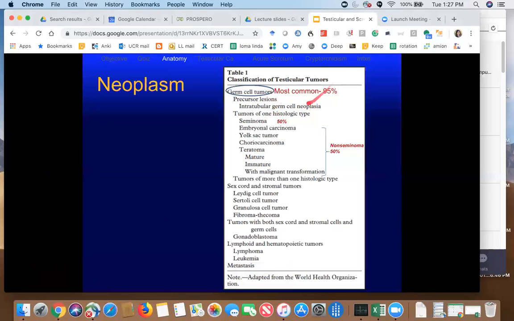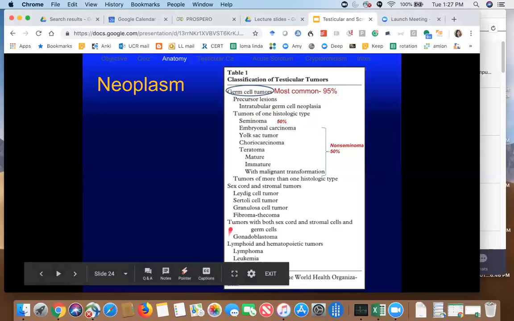Let's go back. Okay, testicular tumors. So moving on to tumors. Germ cells are the most common, and then you have everything else, right? We said you can have these stromal tumors, Leydig cells, Sertoli cells, granulosa, all the little other cells that are there can also become tumors or malignant.